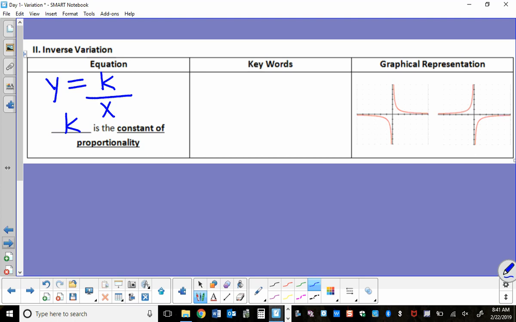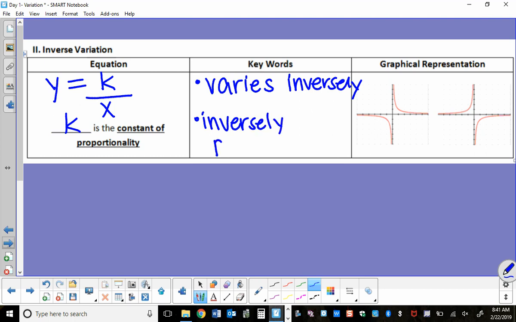So my key words here, if I'm reading my sentences, is going to say varies inversely or inversely proportional. You can abbreviate that if you want. All right, your graphical representation we'll talk about more on day 2, because it really doesn't affect us today, but that's what your graph will look like.